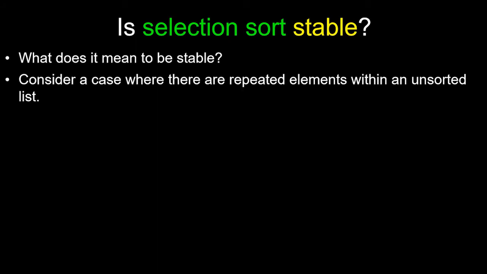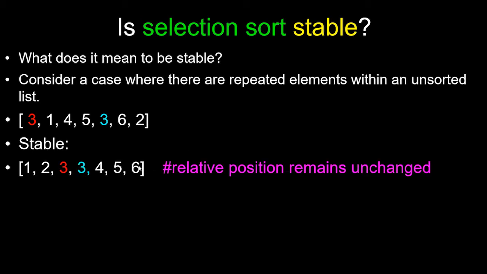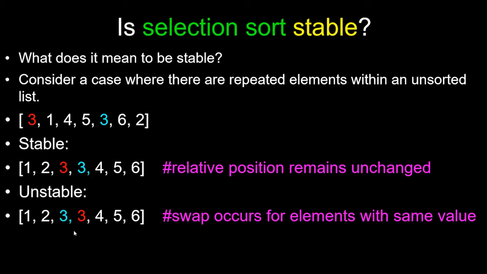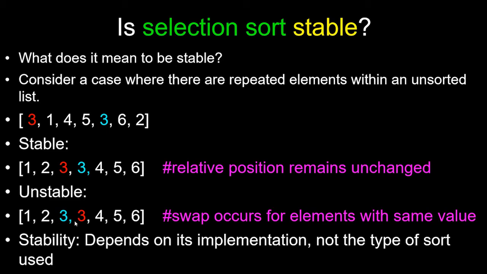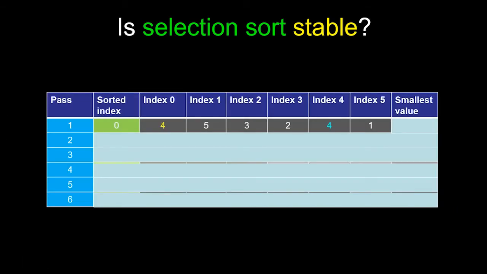Okay, is selection sort stable? What exactly is stable? Let's say there's a case where there are repeated elements within an unsorted list. So let's say that I have two threes here, the red one and the blue one. A stable sort will give you a result where the red 3 will still come before the blue one, and an unstable one might reverse the process. So the blue one will come ahead. This depends on the implementation of the sort. But let's look at how selection sort does this.